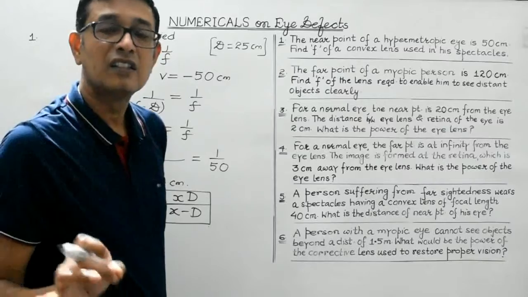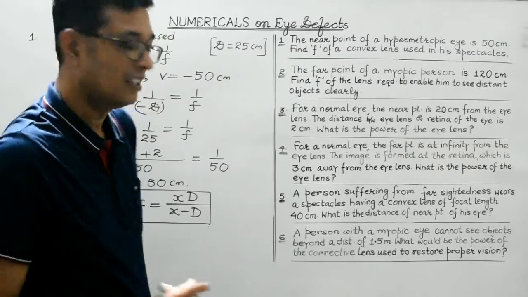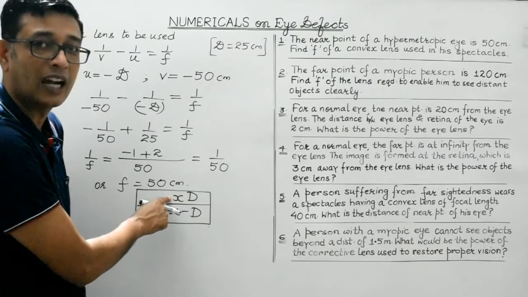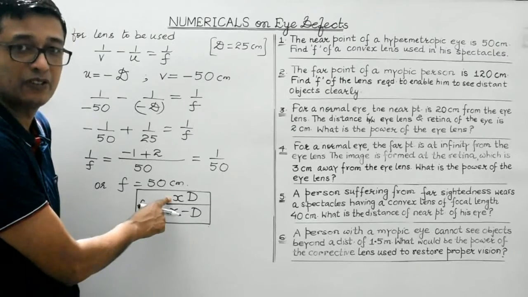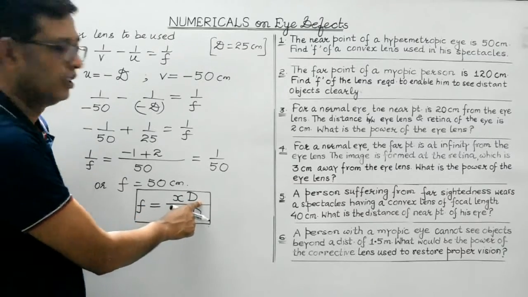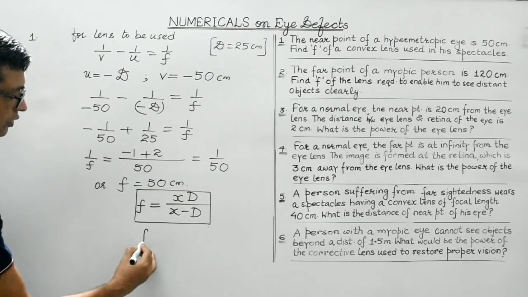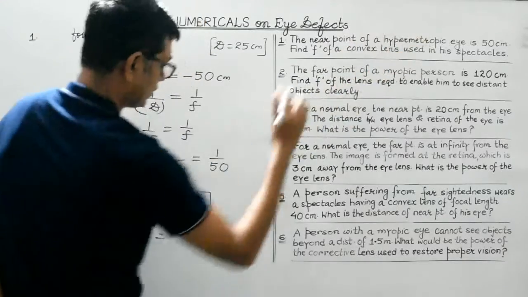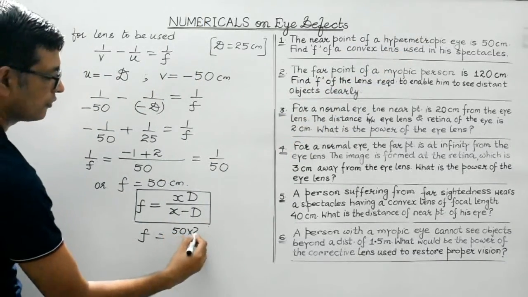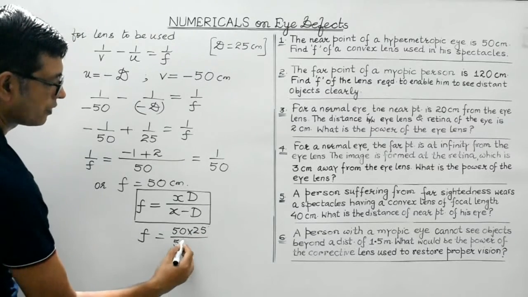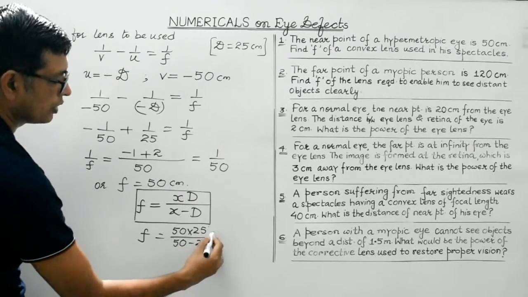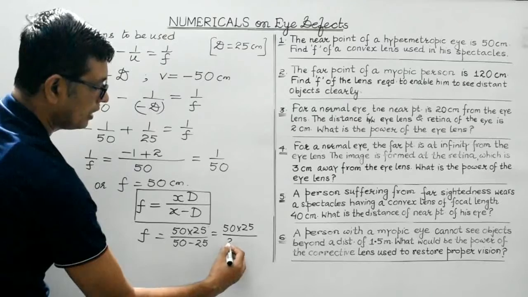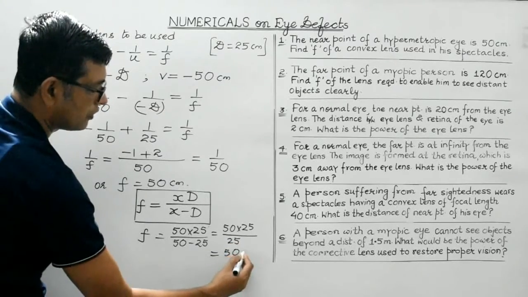In any numerical concerning hypermetropia, this formula can be used. X is the near point of the hypermetropic eye, which must be greater than 25 centimeter. D is to be taken as 25. So directly substitute the value and you will get the answer. Look, x is the near point of the hypermetropic eye, which is 50. D is 25, divided by 50 minus 25. Isn't it? So it will be 50 into 25 divided by 25. So it will be equal to 50 centimeter.